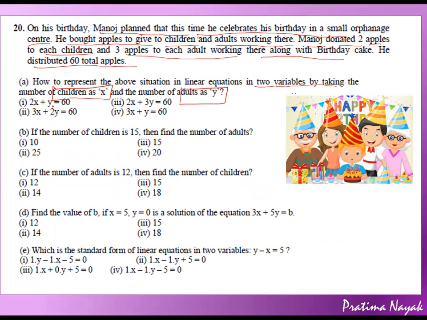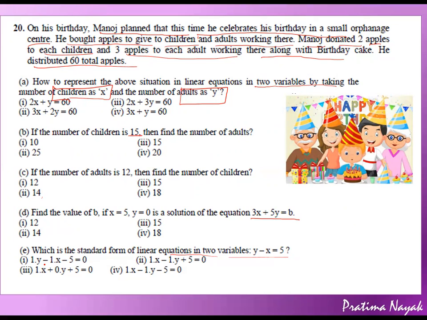The options are given: 2x plus y is 60, 2x plus 3y is 60, 3x plus 2y is 60, 3x plus y is 60. If the number of children are 15, the number of adults are how much? 10, 15, 25, 20. If the number of adults is 12, find the number of children: 12, 15, 14, 18. Find the value of b if x equal to 5, y equal to 0 is a solution of the equation 3x plus 5y is equal to b: 12, 15, 14, 18. Which is the standard form of linear equation in two variables y minus x is equal to 5? The options are given.